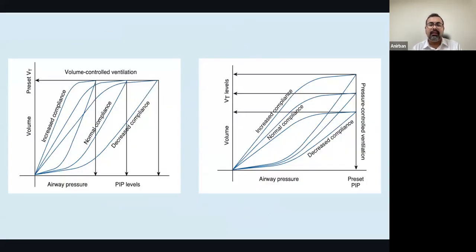Now, what happens with varying lung mechanics? So, as the compliance of the lung decreases, in volume controlled ventilation, the loop is shifted towards right. In a pressure controlled ventilation, the loop cannot get shifted towards right because the pressure is controlled. So pressure cannot increase. Rather, the volume will decrease. So it will be coming down. The loop will come down in case of a pressure controlled ventilation as the lung compliance decreases. So this loop can give us an idea about the compliance of our lungs, right?